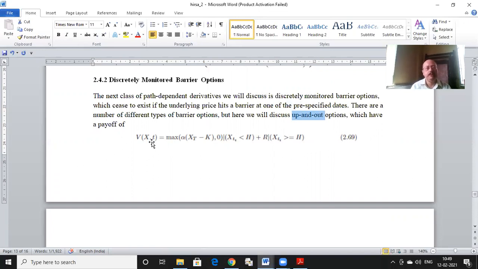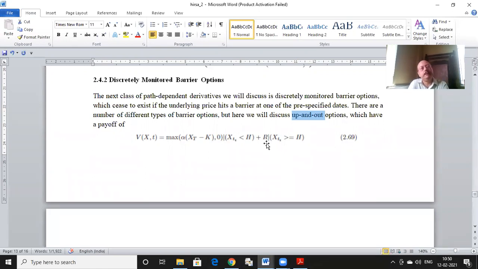So this is how the payoff is defined. VXT is, this is a call option, so it's a maximum of XT minus K0. If alpha is 1, then it's a call. If it is -1, then it's a put, provided I never cross a barrier capital H. If I cross the barrier, then I will get a fixed amount capital R.